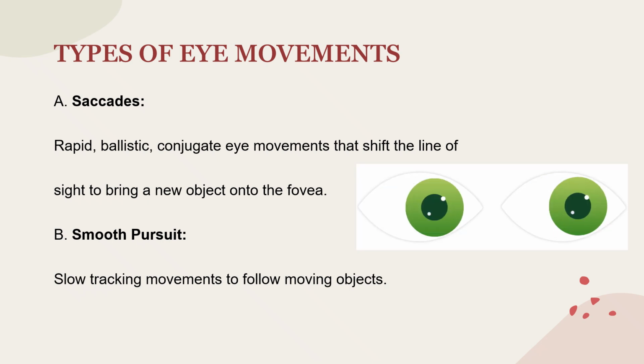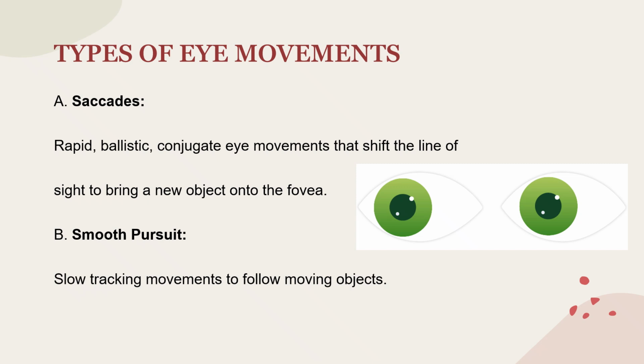So in this, we see this is saccadic eye movement. That is, it is conjugate. Conjugate means the direction of the eyes is in one direction. If one eye is going to the right, then the other is also going to the right to maintain one gaze position.